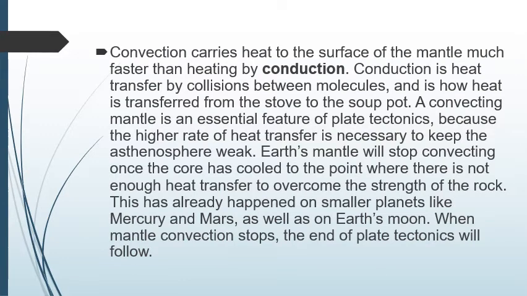Convection carries heat to the surface of the mantle much faster than heating by conduction. Conduction is heat transfer by collisions between molecules and is how heat is transferred from the stove to the soup pot. A convecting mantle is an essential feature of plate tectonics because the higher rate of heat transfer is necessary to keep the asthenosphere weak. Earth's mantle will stop convecting once the core has cooled to the point where there is not enough heat transfer to overcome the strength of the rock. This has already happened on smaller planets like Mercury and Mars, as well as on Earth's moon. When mantle convection stops, the end of plate tectonics will follow.